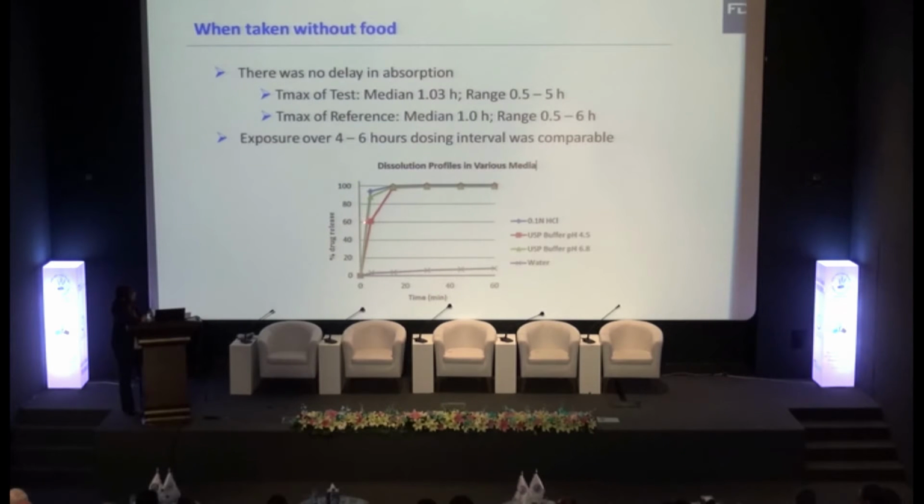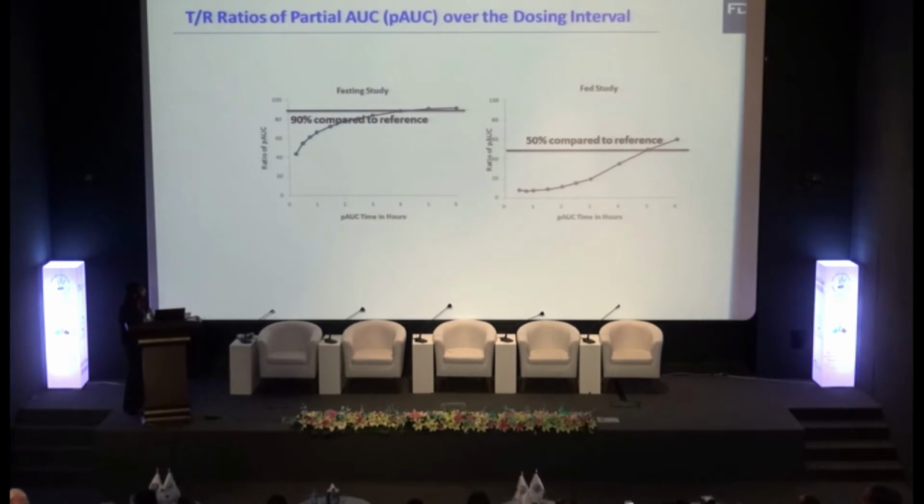This first point is really at the 5 minute, it's a very early point to say, oh, they are not comparable. So that's with the fasting condition. And here, we have the TR ratios for the partial AUCs over the dosing interval. I just want to clarify here, we are not recommending partial AUCs for this drug. This is just a way of analyzing the data a little further when we see this kind of data.